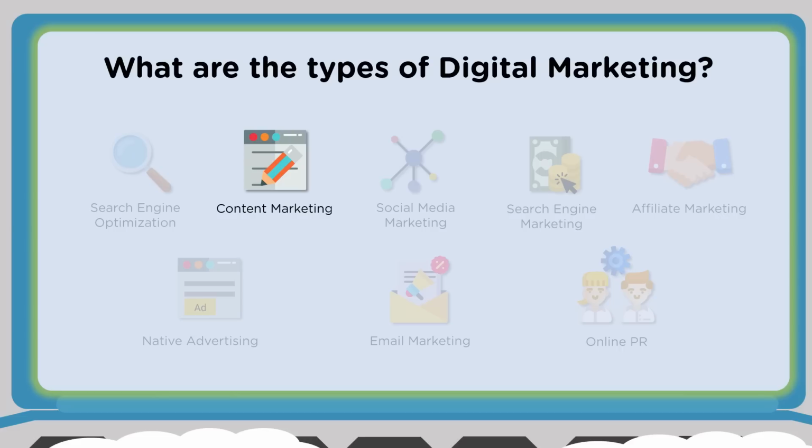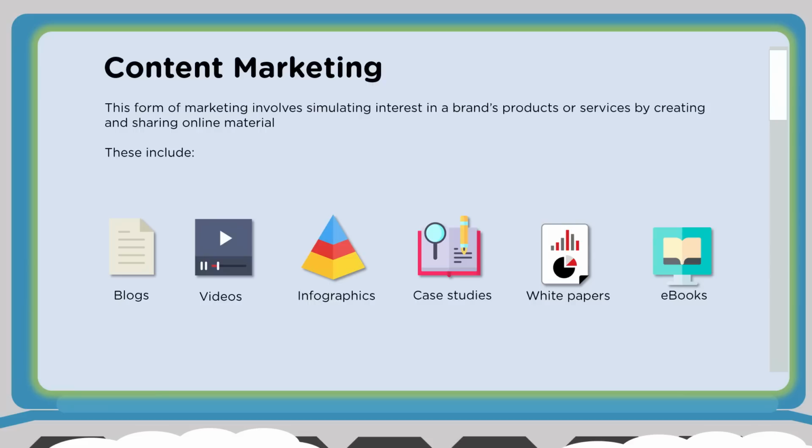So let's move from search engine optimization to content marketing. And so content marketing is a form of marketing that involves stimulating interest in a brand's products or services by creating and sharing online material. So when we talk about online material, that can come in many forms or assets.